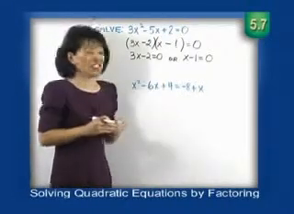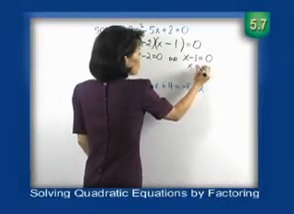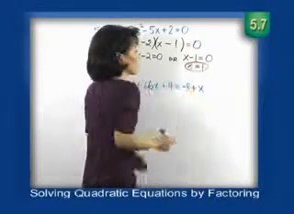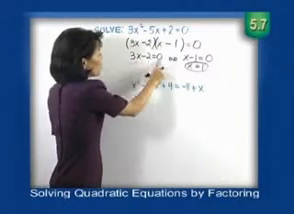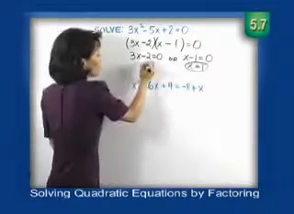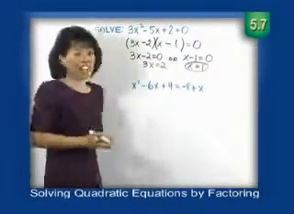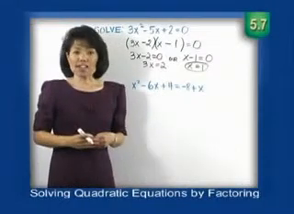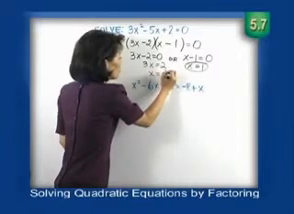Let's solve the easy one first. x minus 1 equals 0, so x is equal to 1. That's one of our solutions. Let's look over here. 3x minus 2 equals 0. We're going to add 2 to both sides of our equation. 3x is equal to 2. And finally, to solve for x, we're going to divide both sides of the equation by 3. So x is equal to 2/3.